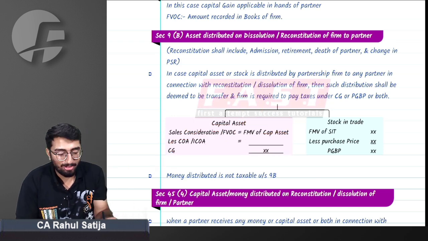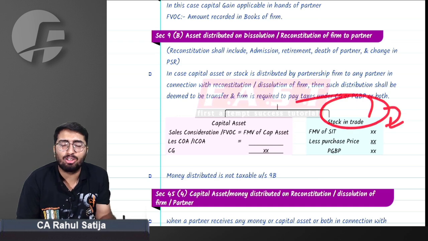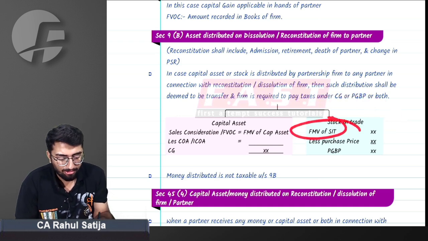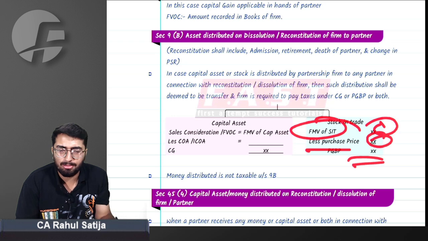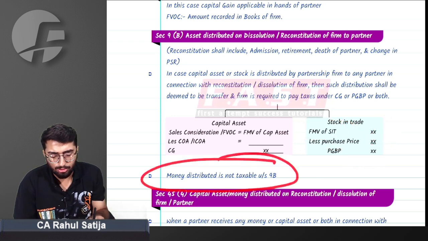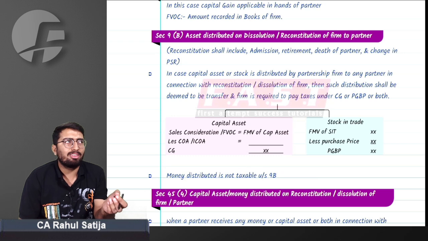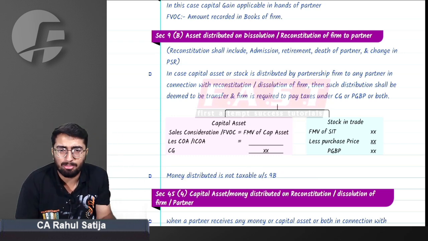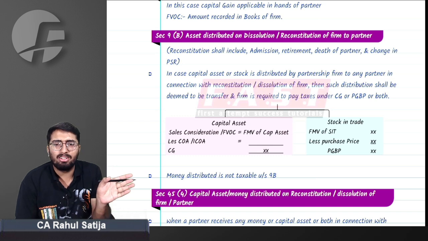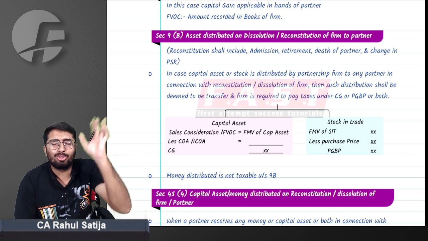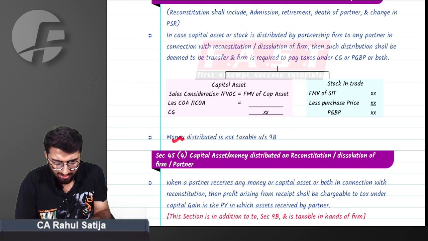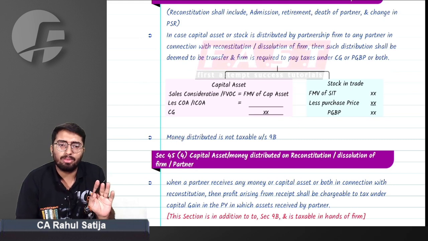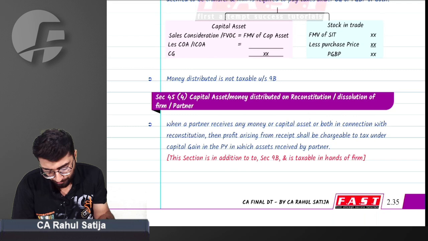And if any stock in trade is being given, then tax will arise in the hands of the firm under the head PGBP. FMV of the stock in trade minus purchase price will be PGBP income. Any money distributed will not be taxable under the head PGBP, because if you are considering a sale made to an outsider, there is no impact of money given to the partner. There is no concept of money given to the partner while calculating property sold to an outsider. So this point is less relevant, but in case of confusion, this will help you out.